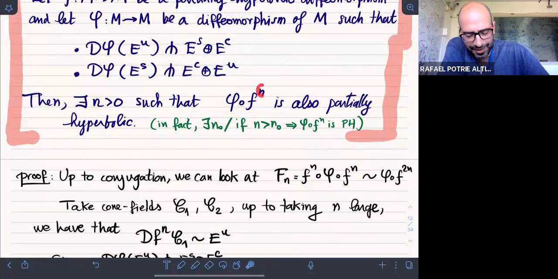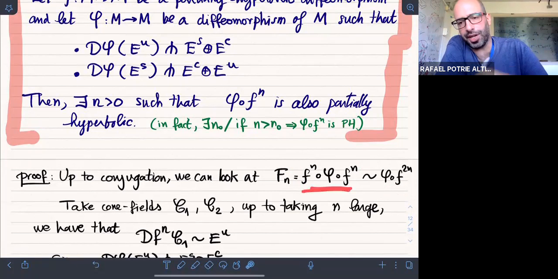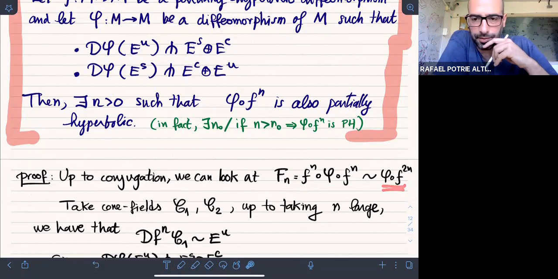So divide this n in two pieces and apply it here and here. Which is conjugate, because if you conjugate this map by f, you put here f to the n and here f to the minus n, you get this one. So they are smoothly conjugate. So it's the same to show that this one is partially hyperbolic as that this one is partially hyperbolic.